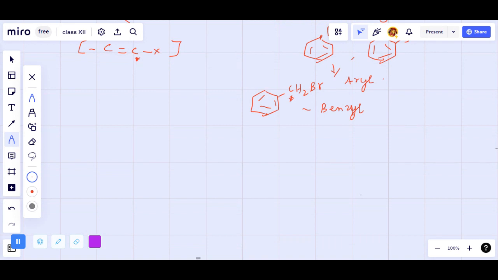Next one is nomenclature. I hope you are all familiar with nomenclature, that is the IUPAC name, how to write an IUPAC name. You learnt this in 11th standard. We learnt the classification of halogenated compounds and how these are named in the previous class itself.